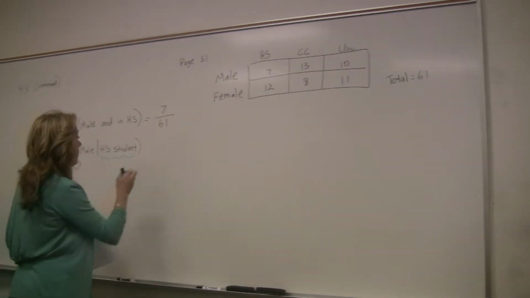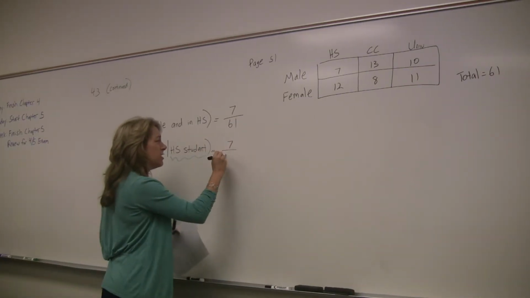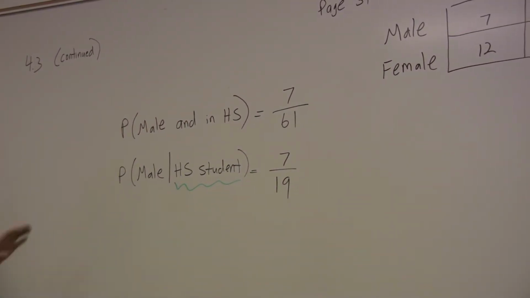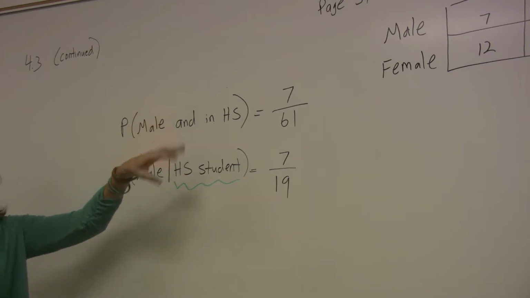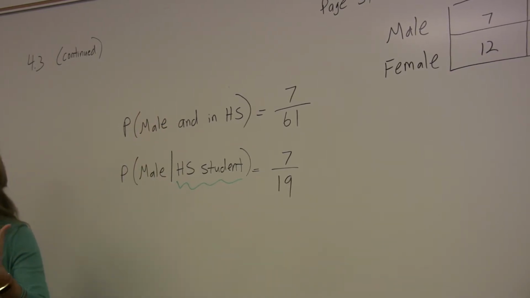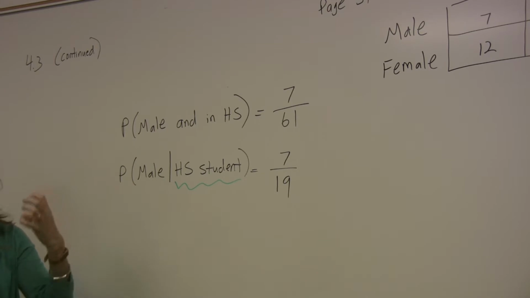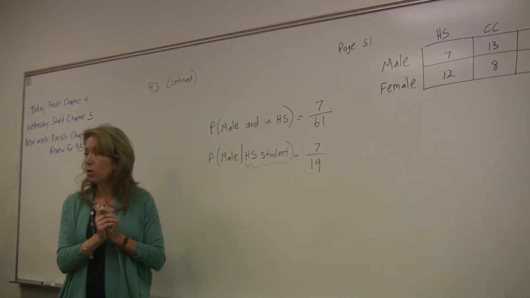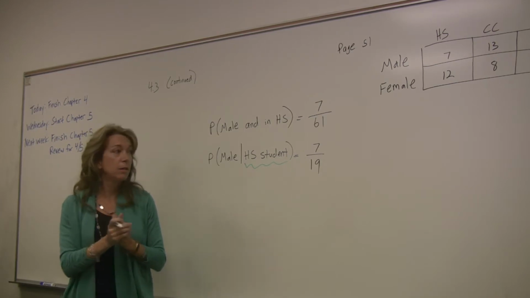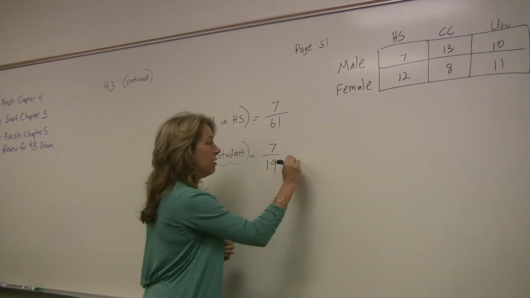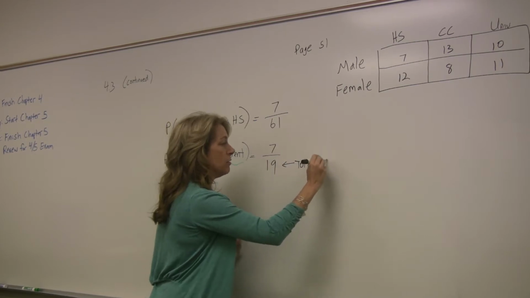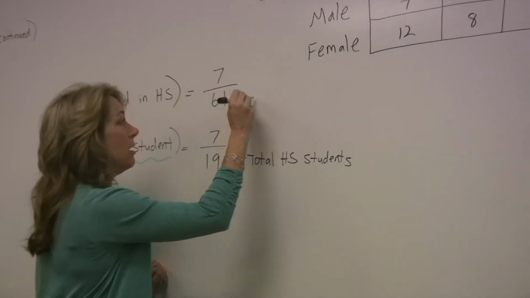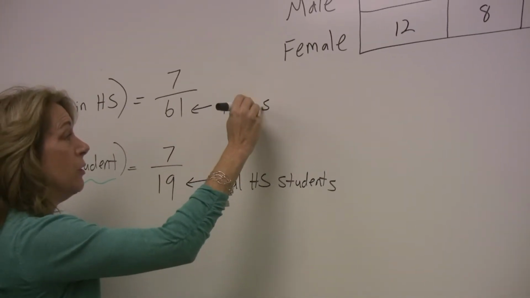So you were totally right in your first guess back there, Kirsty, when you said, is the denominator gonna change? Yes, the denominator changed. Because this one is selecting a male who's in high school out of everybody. This is selecting a male just out of the high school students. Questions? A little note here. Total high school students. This one is total students.